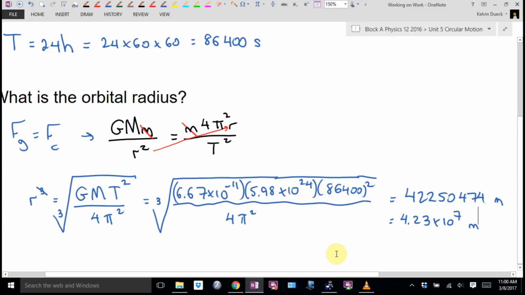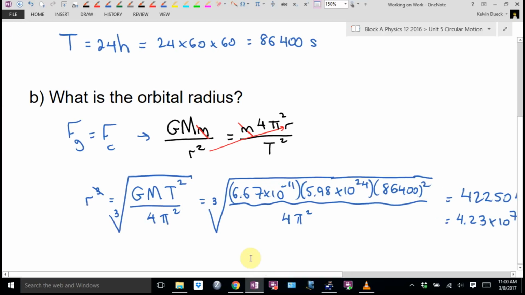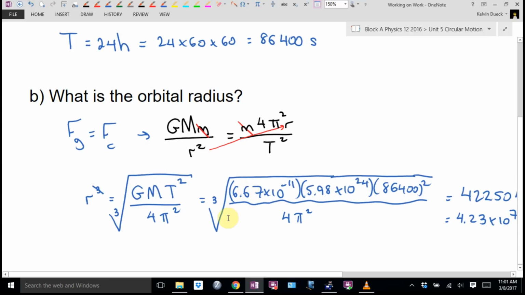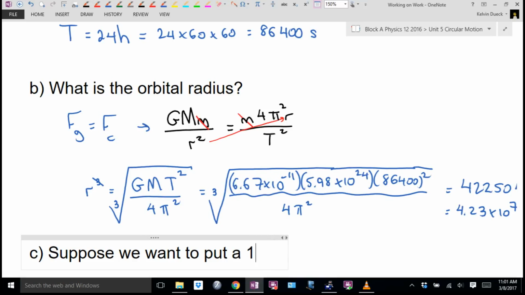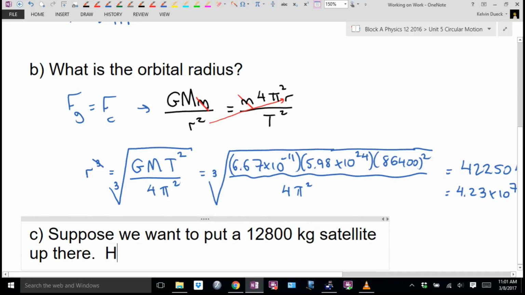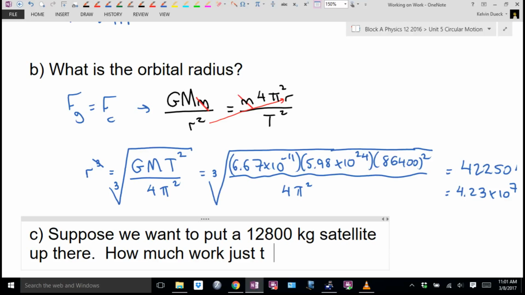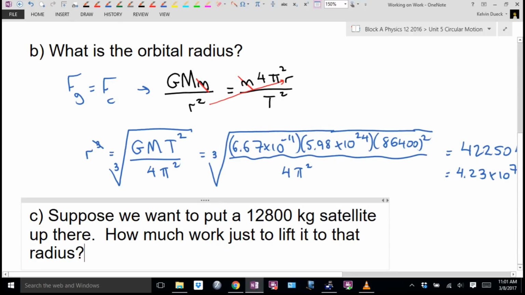So one thing I can do when we're talking about orbital mechanics is I can give you some information, Nikki, the period, the radius, or the speed, and say find one of the other two. That's from a few days ago. Now let's bring in some work. Part C. Suppose we want to put 12,800 kilogram satellite up there. How much work just to lift it to that radius?